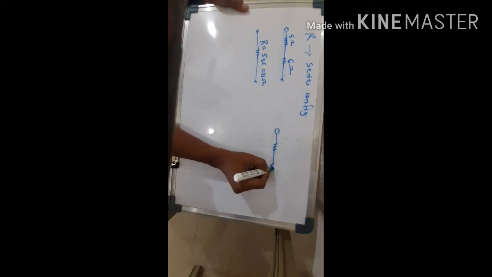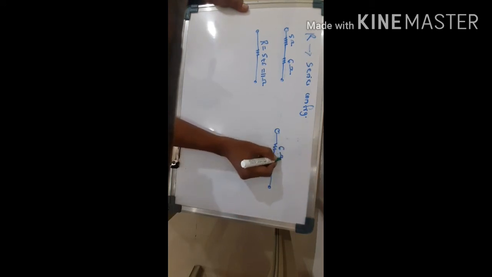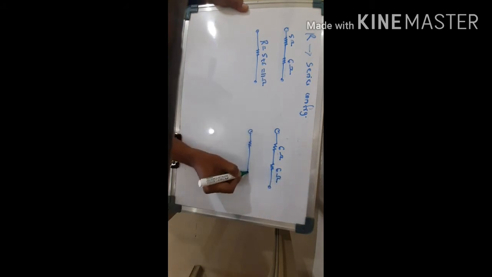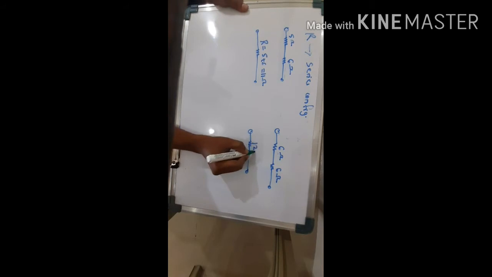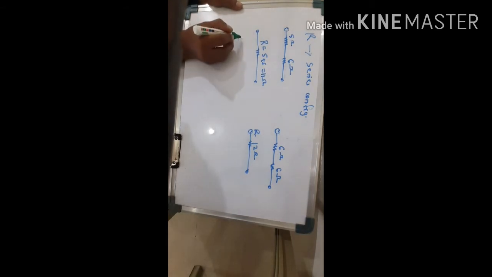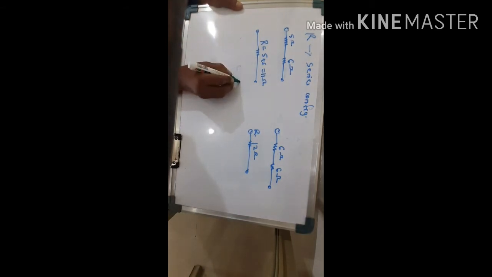Similarly, we will see another problem. In this problem, if two resistances of the same value are connected in series, the resultant is the addition of these two, that is 12 ohm, double the previous one. So here 6 ohm plus 6 ohm, that is R equal to 12 ohms.